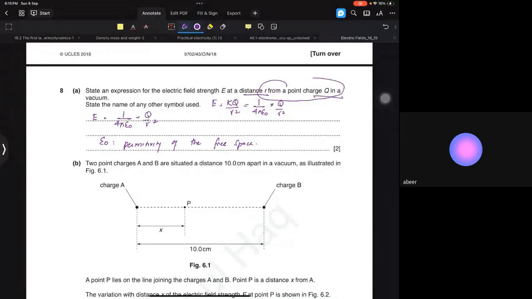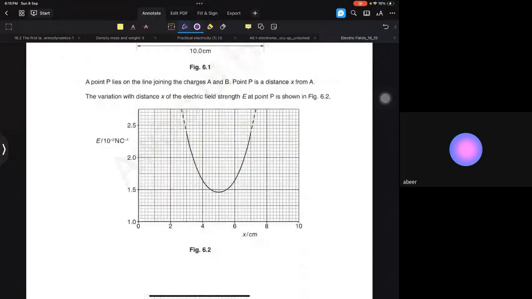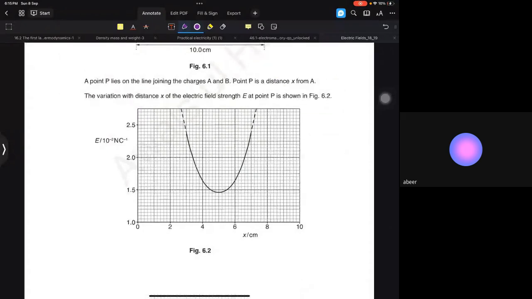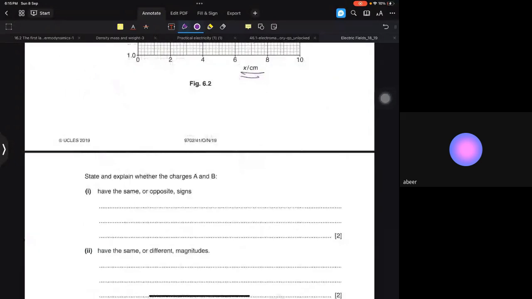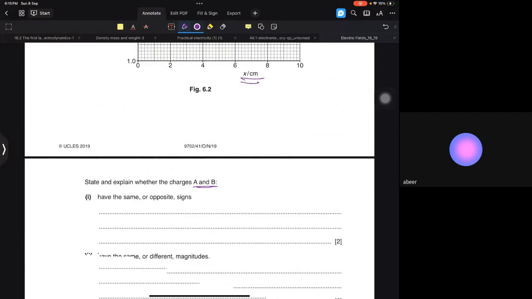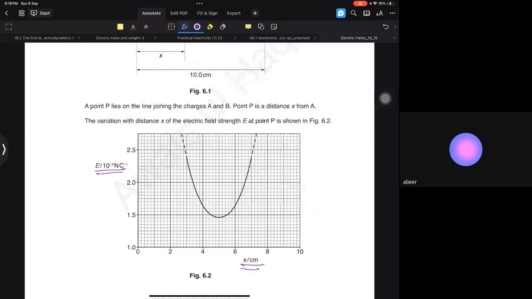Right. Okay, now going to the next. They've given you the graph of electric field strength this time with centimeters here. And they say explain whether the charges are same or opposite sign. Now, this is a similar kind of question. Think about it this way. If you look at the graph, you might see that electric field strength is positive all the time. It's never negative.